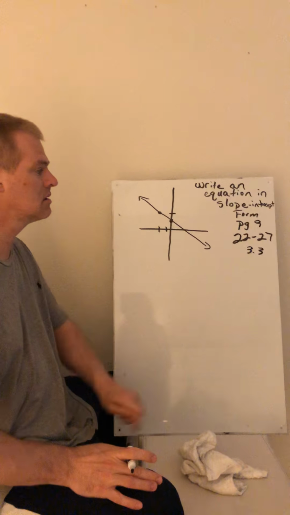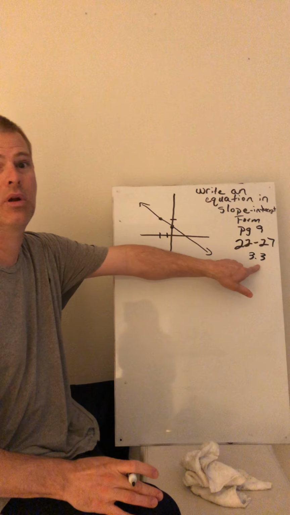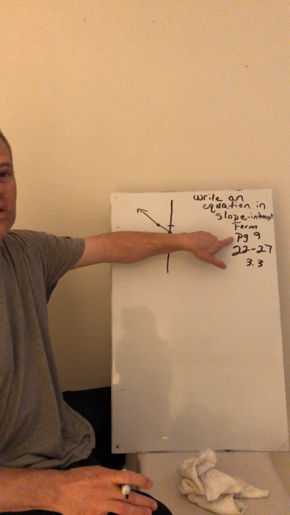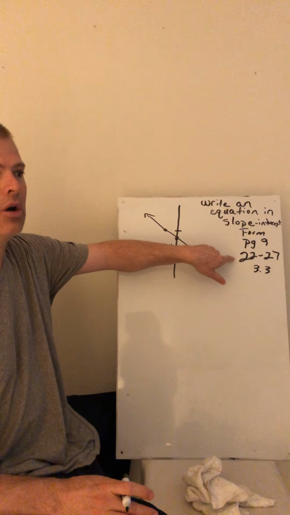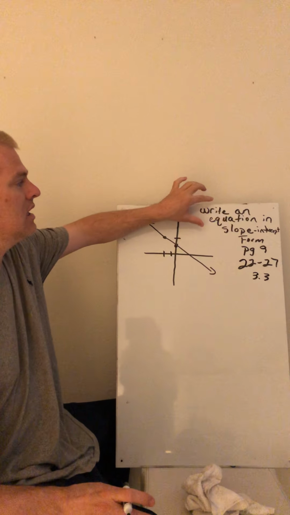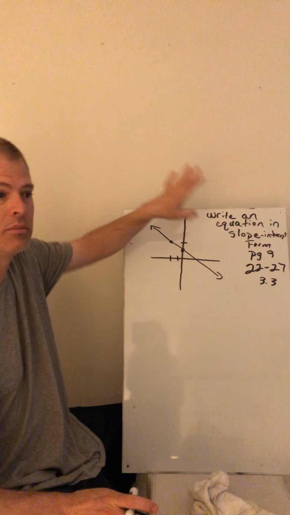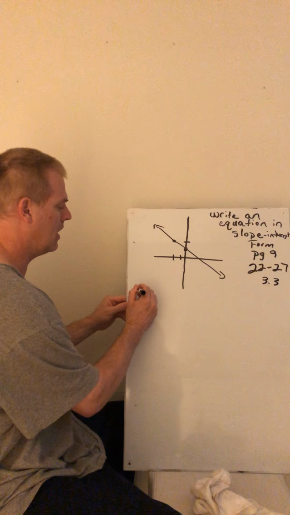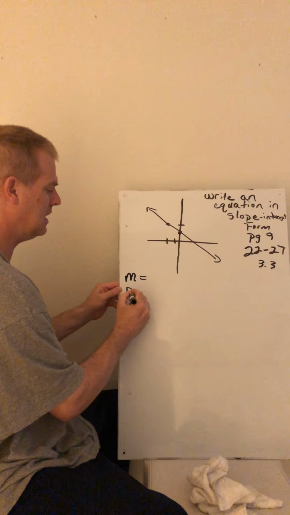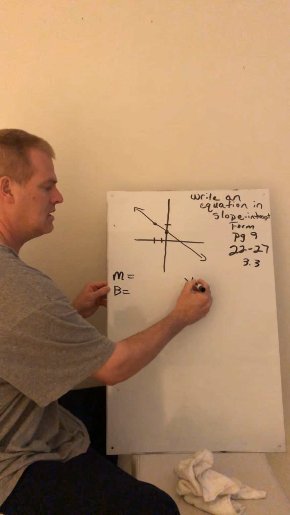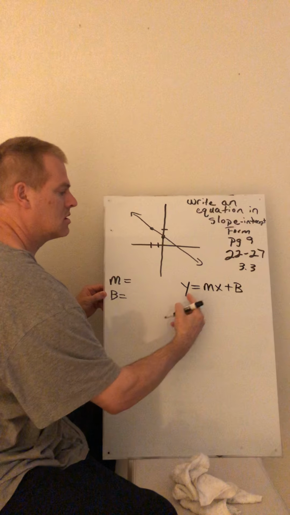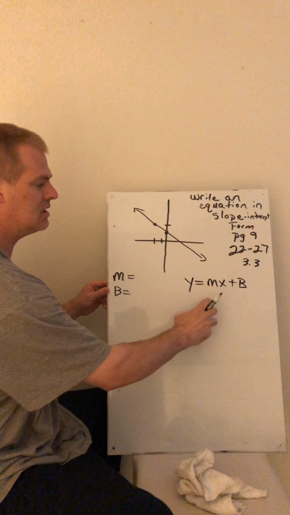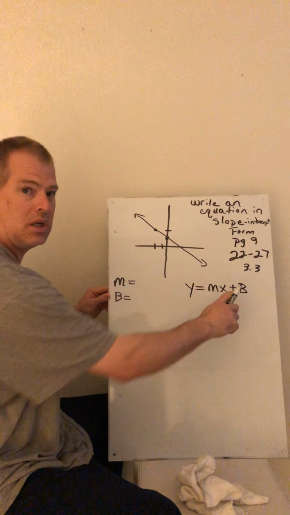Okay, today's section is still 3.3. We're on page 9, problems 22 to 27. All you have to do is write an equation in slope-intercept form. So again, I need to know what m is equal to and b is equal to write the equation in slope-intercept form. Okay, so which is y equals mx plus b. So all I need to do is find the m and the b.